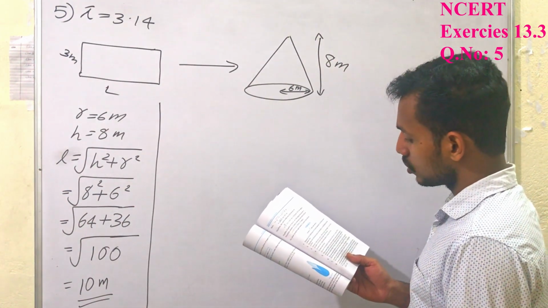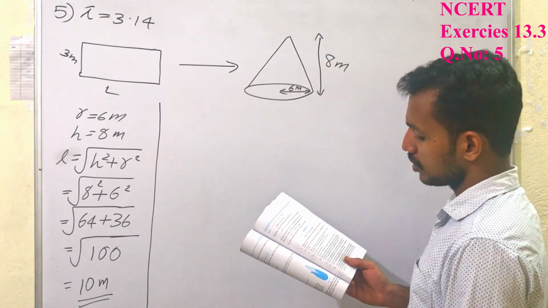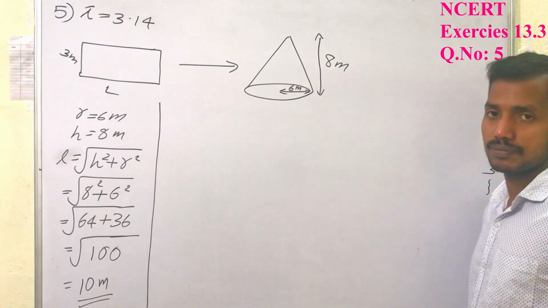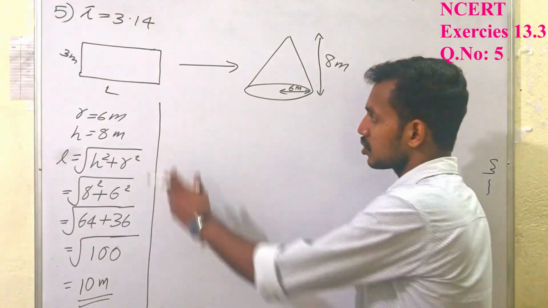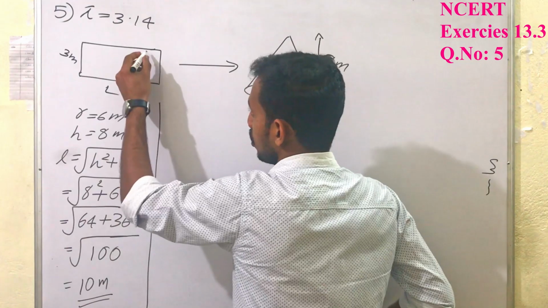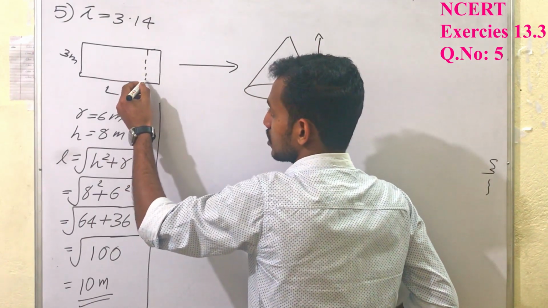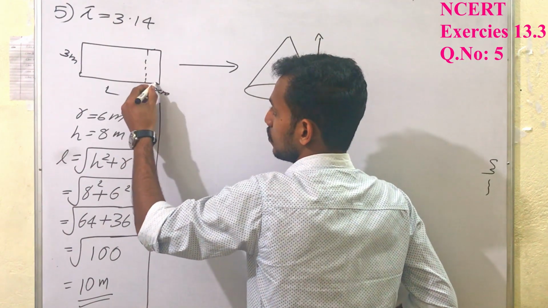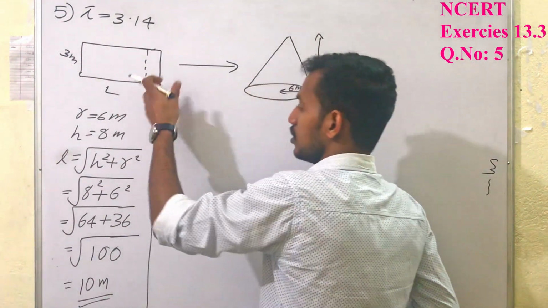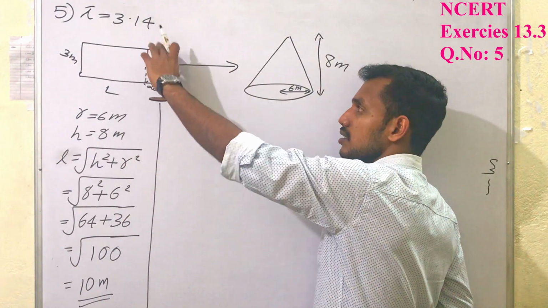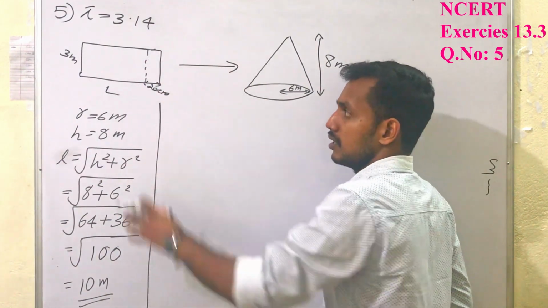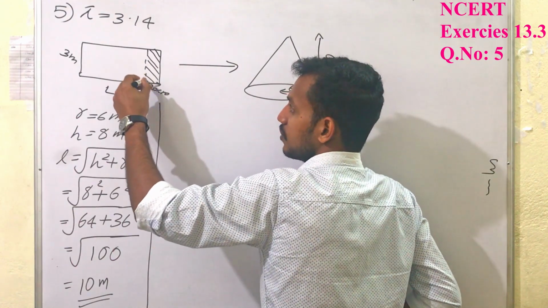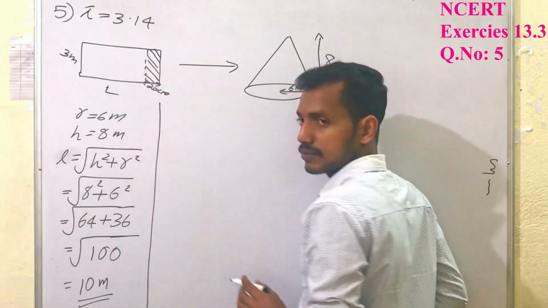Come to the question that, assume that extra length of the material required for stitching margin and wastage in cutting is approximately 20 cm. So among this total length, 20 cm will be wasted, as well as used for stitching the margin. That means this much area will be wasted.